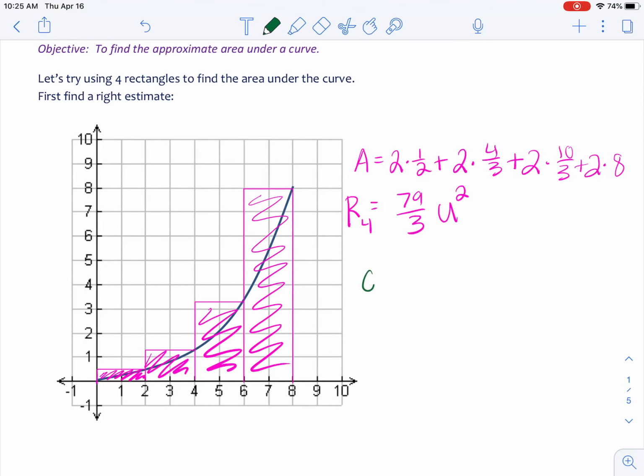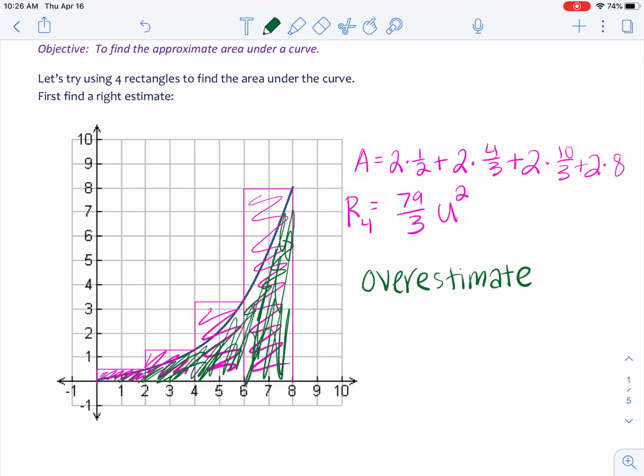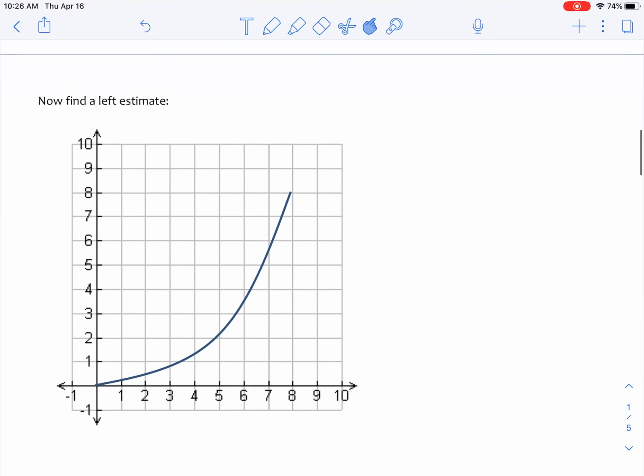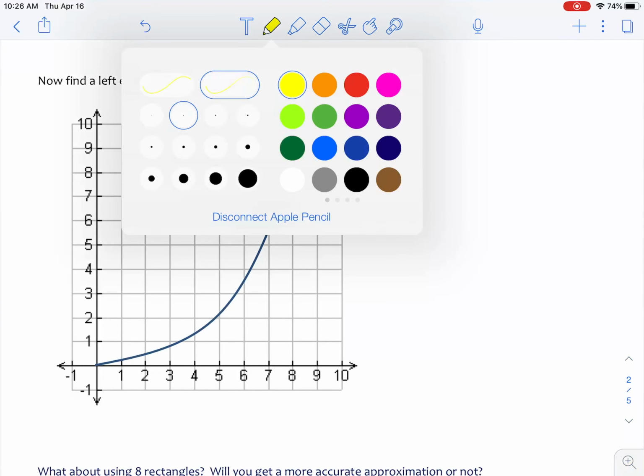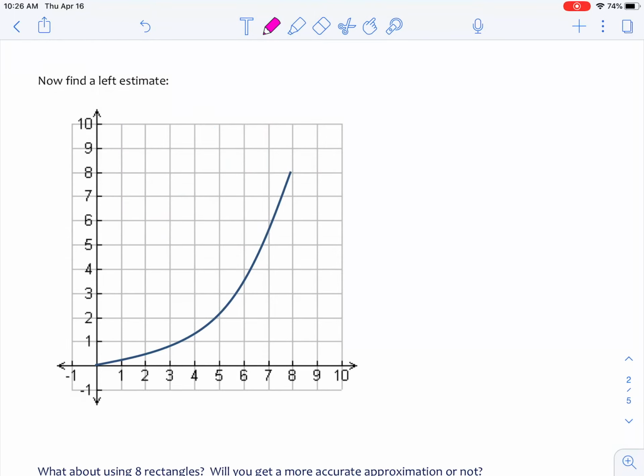Okay, now this is actually what we call an overestimate to the area under the curve. If we wanted the exact area under the curve, I'm going to draw it in green right now. It would be this green part. Now, the reason we call our pink area an overestimate is you'll see these extra pink parts that I can highlight in yellow. We have extra area in our estimate. Okay, so that's why it's called an overestimate. So that's a right estimate using 4 rectangles for this curve. Let's go ahead and look at the same curve, but now using a left estimate.